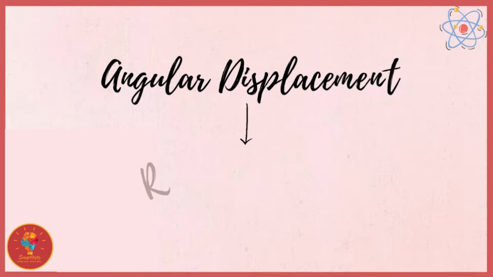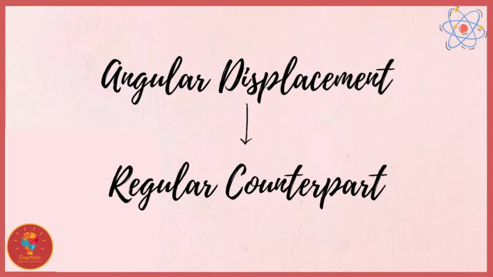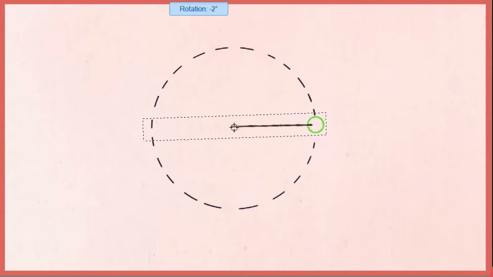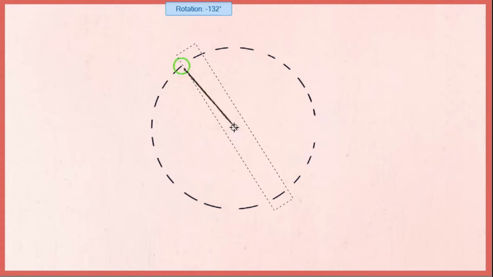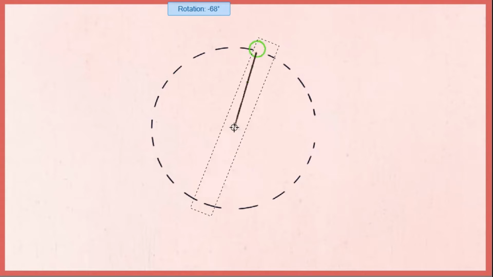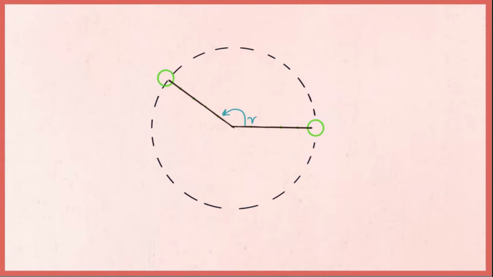Relation between angular displacement and its regular counterpart. Let's say a tennis ball attached to a spring rotates about a fixed axis of rotation. The ball rotates in a circle with radius r. Suppose the angular displacement is 3 radians. We want to know how many meters the ball has gone through.